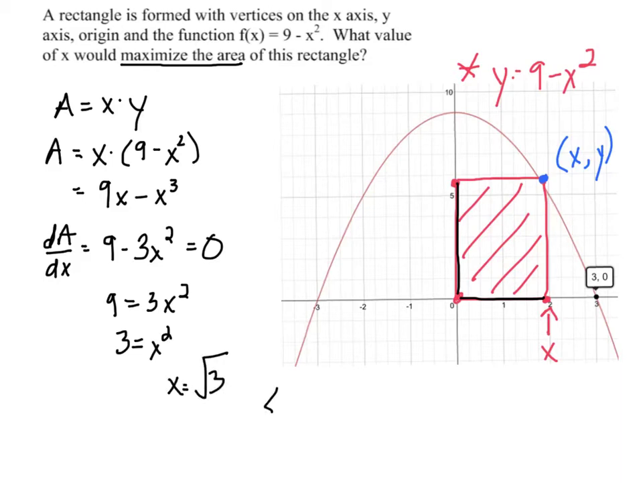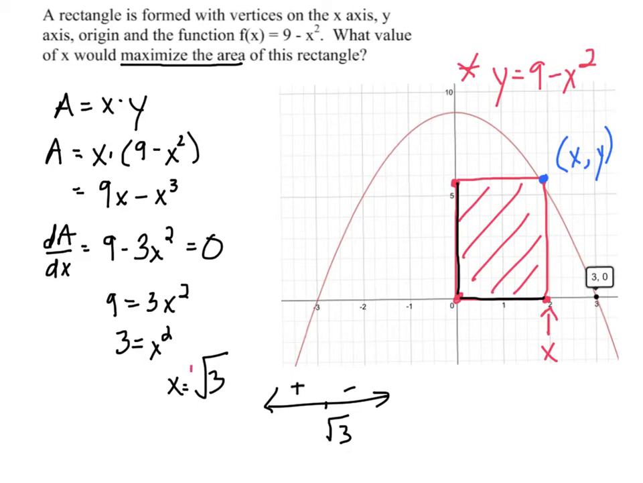If I put this on a number line, oops. You pick a number, remember we're going back to the derivative, pick a number less, like 1. 9 minus 3 times 1 squared, this is positive. Pick a number bigger than square root of 3, like 3. 9 minus 3 times 3 squared is negative. It is a maximum.